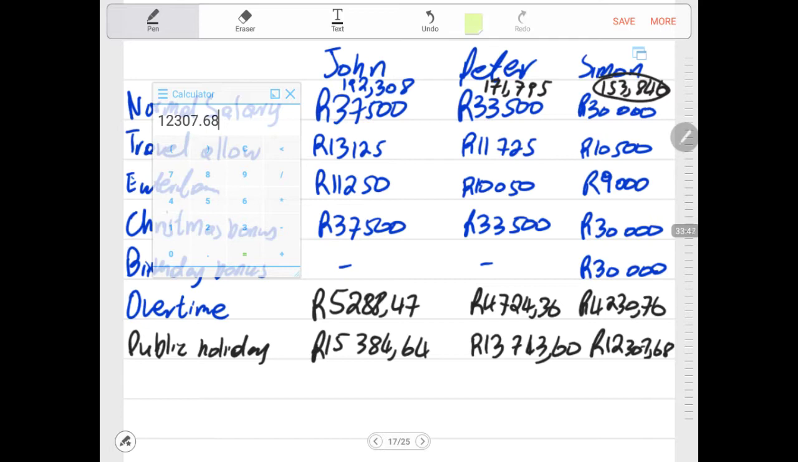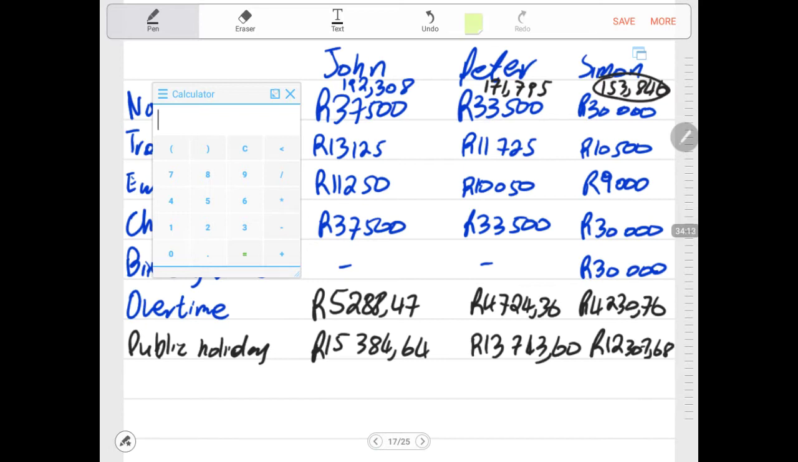12,307.68 cents. So now this will be our normal rate. Sorry, our public holiday rate: 171.795 times 4 times 20. That is 60 cents. Now we have taken into account all the figures that belong to our gross wage.